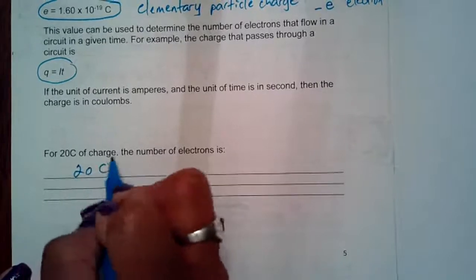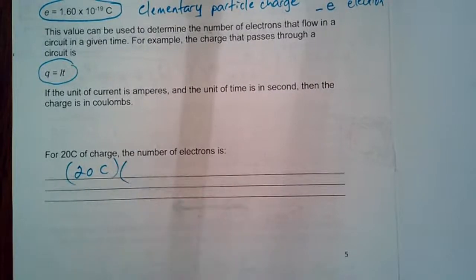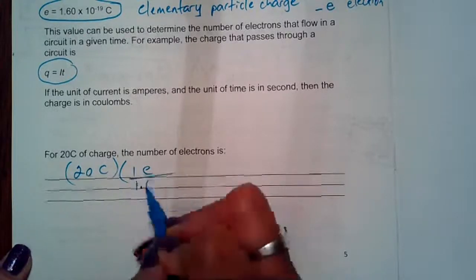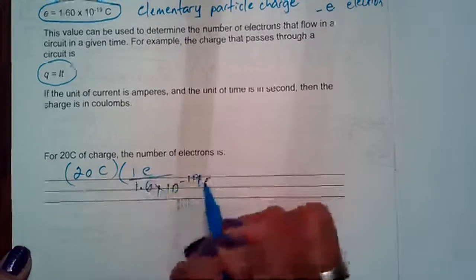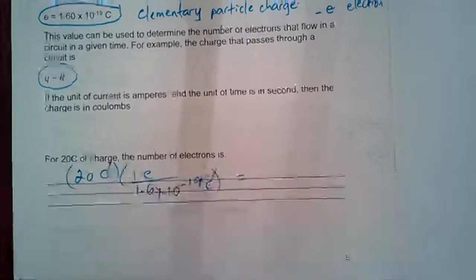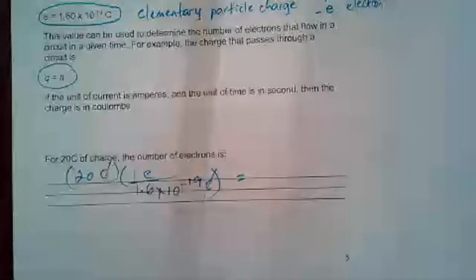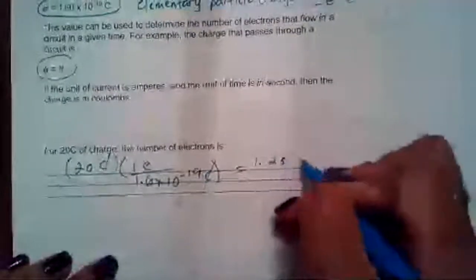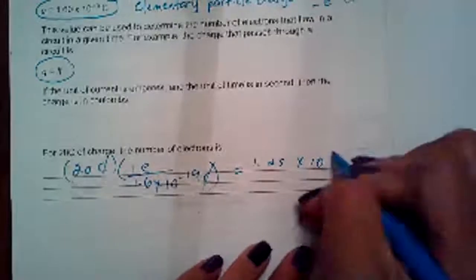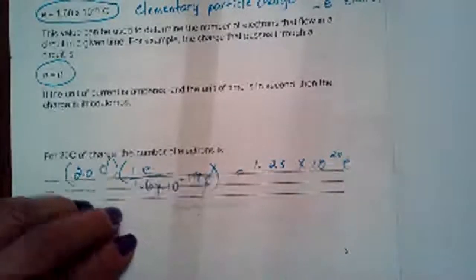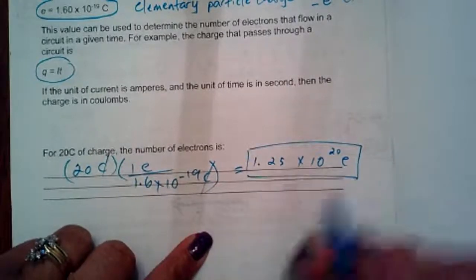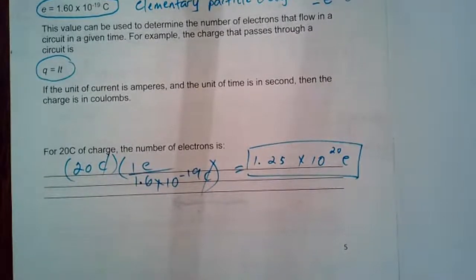So you have 20 coulombs. We need to cancel the unit coulombs. The charge of 1 electron is 1.6 times 10 to the negative 19 coulomb. As you can see, the coulombs cancel out, and calculating this gives you 1.25 times 10 to the 20th electrons. That is a lot of electrons that you need to create a 20 coulomb charge.